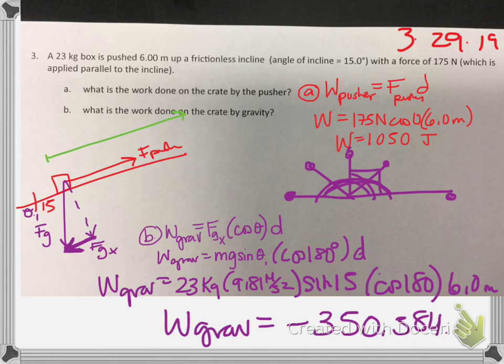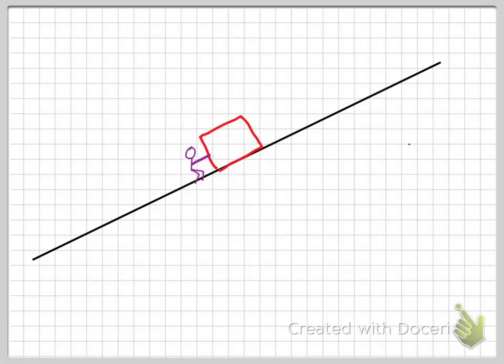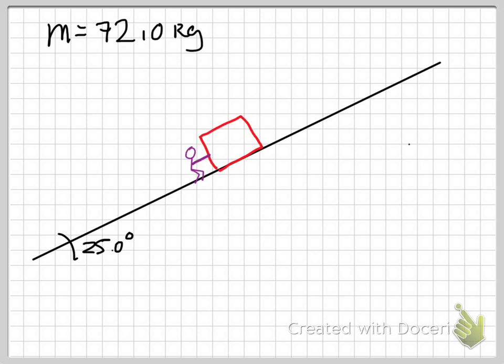Okay. Let's do a tricky one. So we got a little person pushing a giant crate up a hill. We'll say this is a 25.0 degree incline. Mass of the crate is, nobody's got a numbered jersey on, okay, 72.0 kilograms. Person looks awfully small to be pushing such a crate.